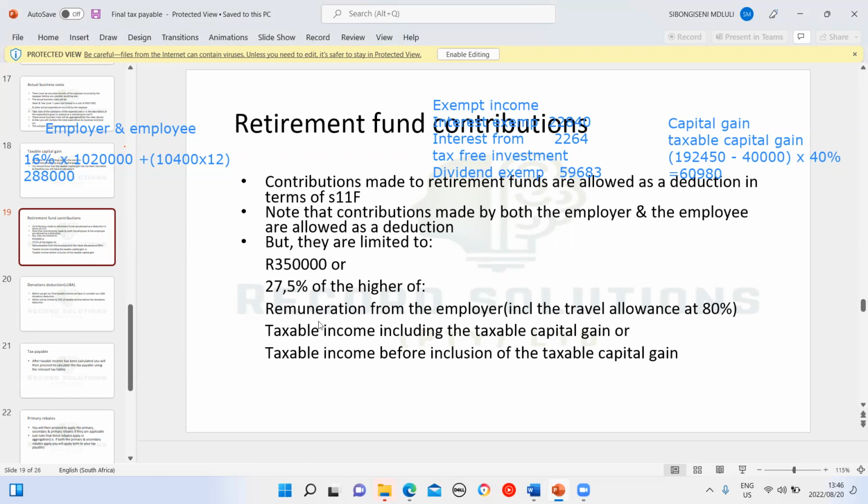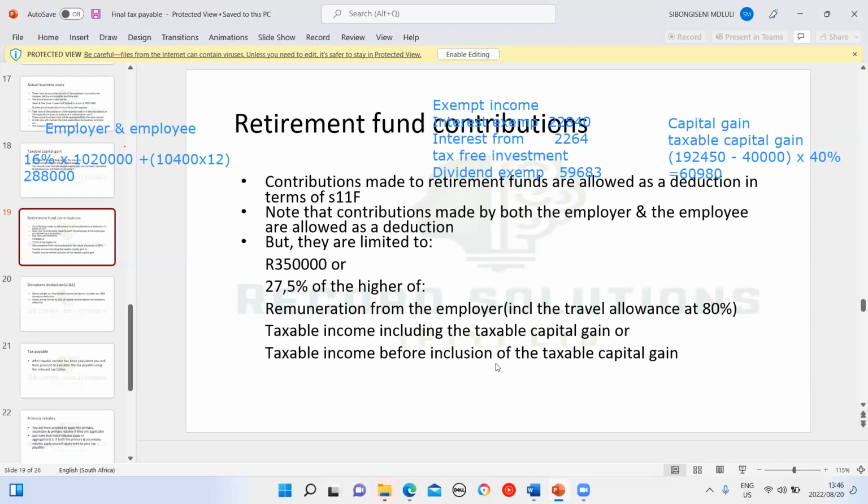Then you'll get the higher of the two. In this case, the higher of was the remuneration. Then you had a taxable income before inclusion of the capital gain. Because I deleted my data, I couldn't get to the taxable income before the inclusion of the taxable capital gain, but I'm sure you understand what I mean here. So the 288,000 all in all was less than 350,000 rand, it was less than this remuneration, and it was less than the taxable income before inclusion of the taxable capital gain.